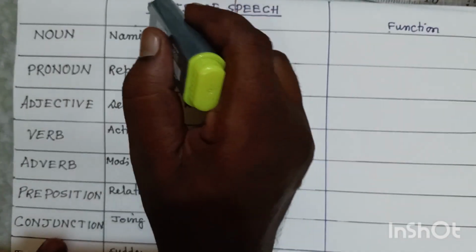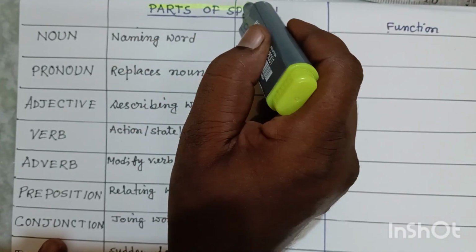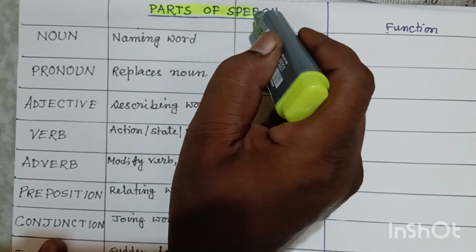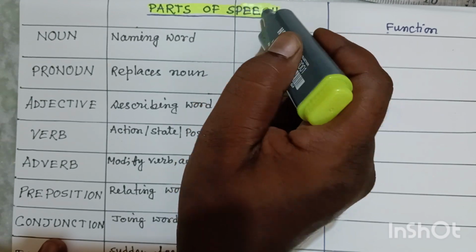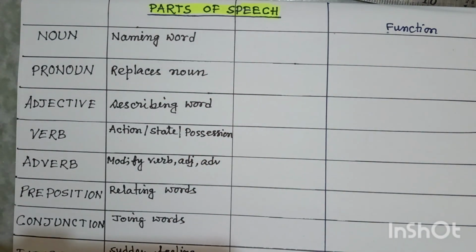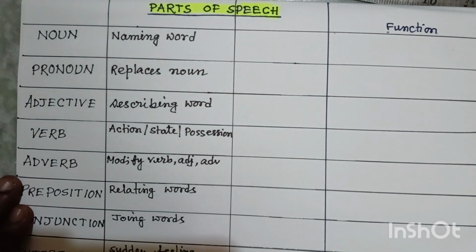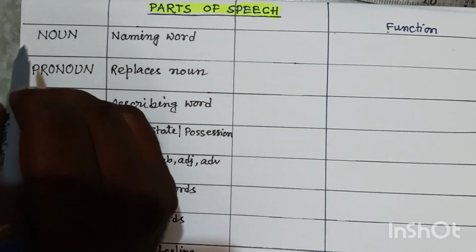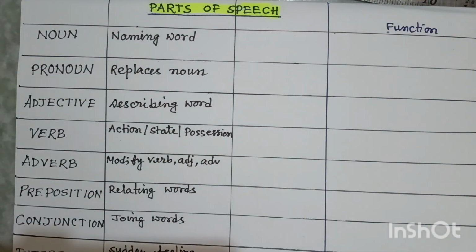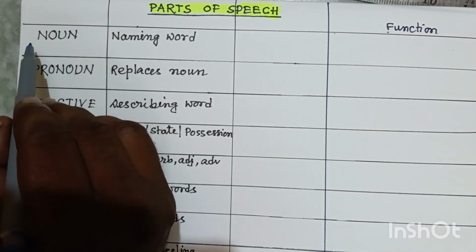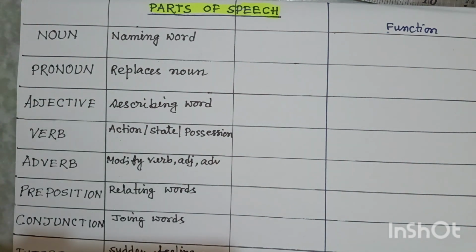Friends, let's look at this. This is parts of speech, and there are altogether 8 parts of speech. Think about the divisions, whatever they have done. The first one is noun. Noun means the naming words. The naming words.